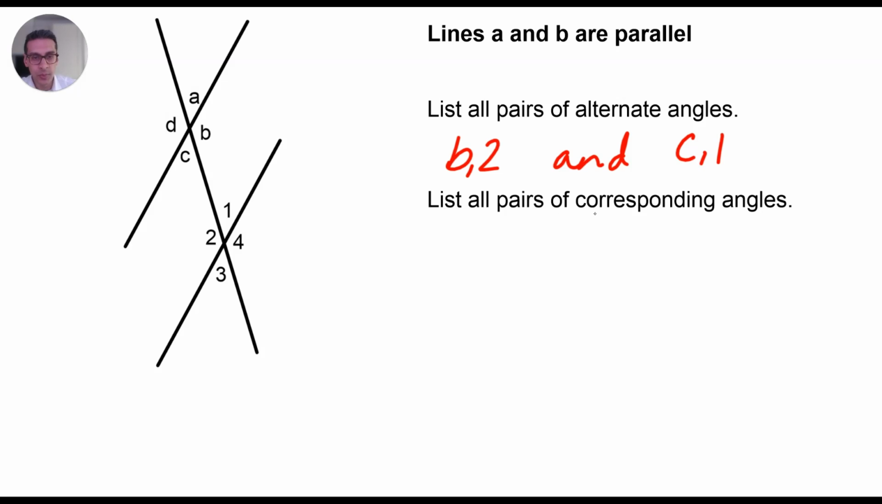Then it says list all pairs of corresponding angles. Now, there's going to be more pairs of corresponding angles because they don't have to be in between the parallel lines here. So in this case, it's going to be A and 1, B and 4, C and 3, and D and 2. So these are our 4 pairs of corresponding angles.